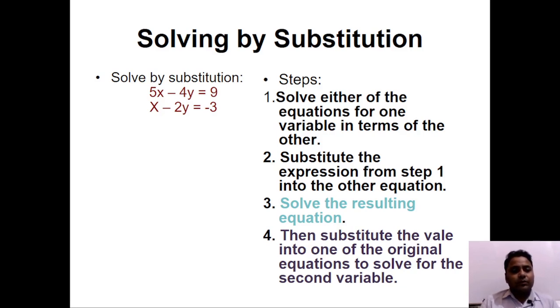Now solve by substitution. If 5x minus 4y equals 9 and x minus 2y equals minus 3, then step 1, we have to solve either of the equations for one variable in terms of the other.